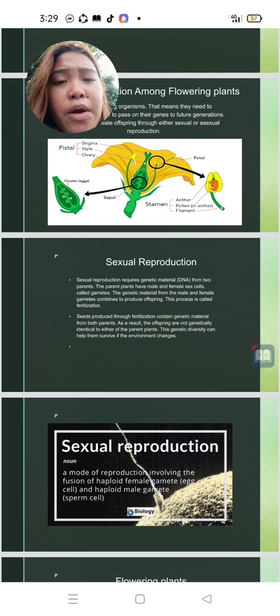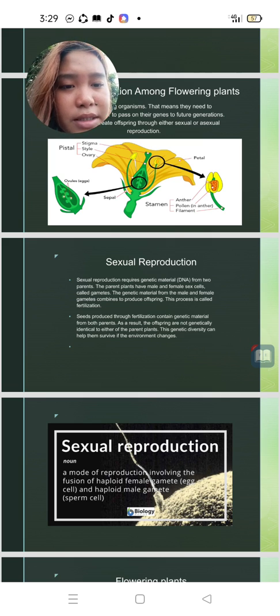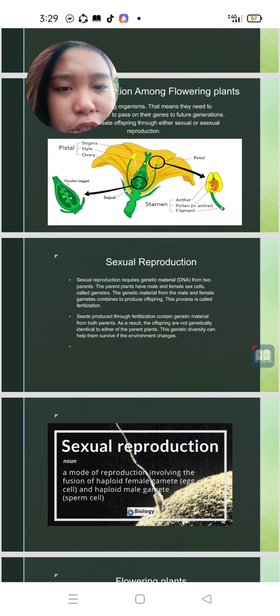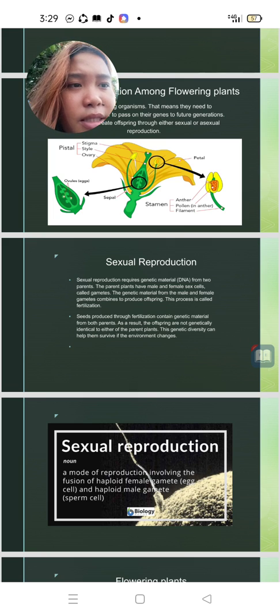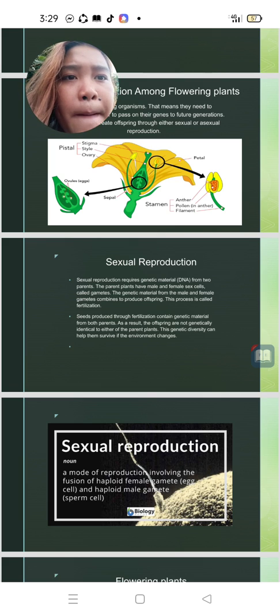So the flowers contain male sex organs called stamens. Here, guys, you can see the stamen. And the female sex organs are called pistils. So this is the female sex organ, guys, the pistils. Then these plants can either self-pollinate or cross-pollinate. Self-pollination happens when a plant's own pollen fertilizes its own ovules.